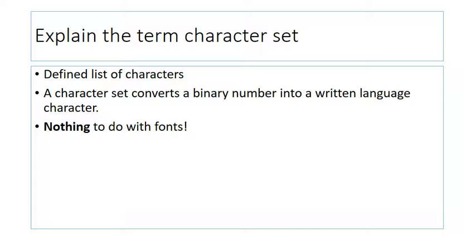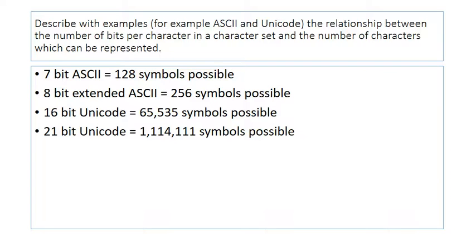A character set is a defined list of characters. So for example, a character set converts a binary number into a written language character. Sometimes a big mistake which happens is that people think that has things to do with fonts. Nothing to do with fonts. Always remember, defined list of characters. So for example, ASCII is a character set.